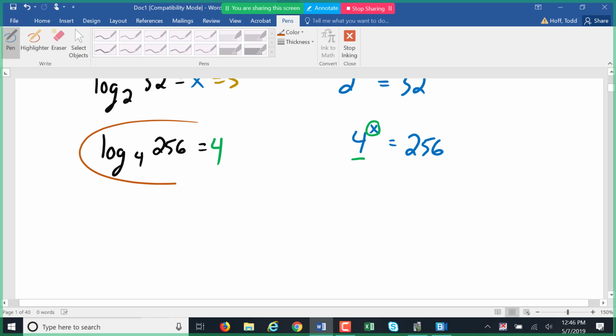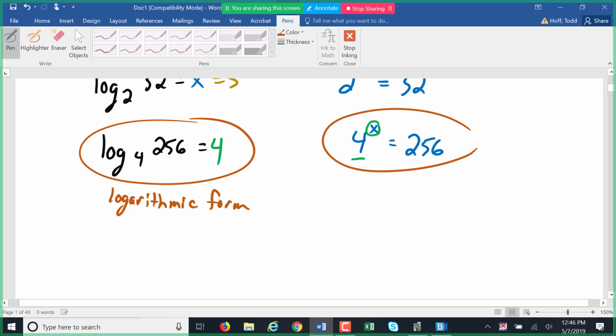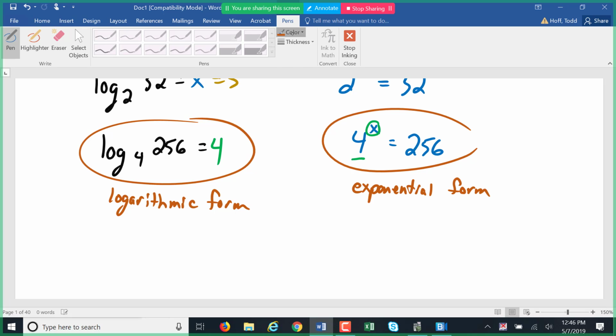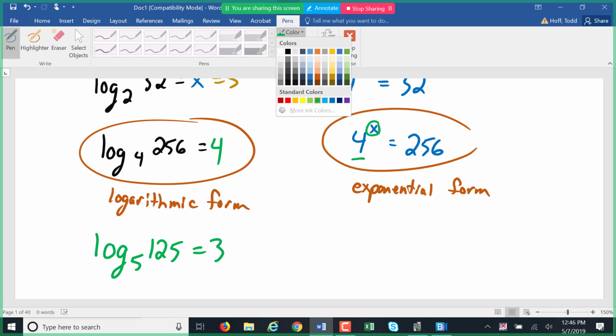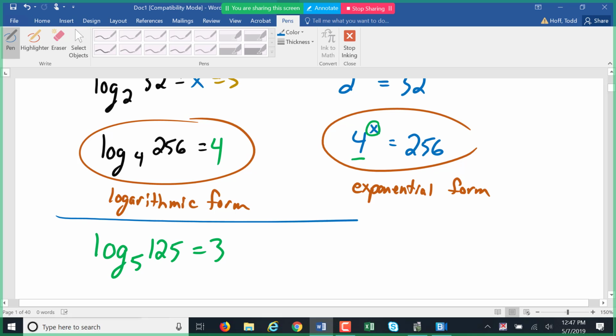This here is what's referred to as the logarithmic form. This is what's referred to as exponential form. It is rather useful to be able to switch fairly quickly, fairly conveniently between the two. If I say log base 5 of 125 equals 3, what would be the corresponding exponential form?